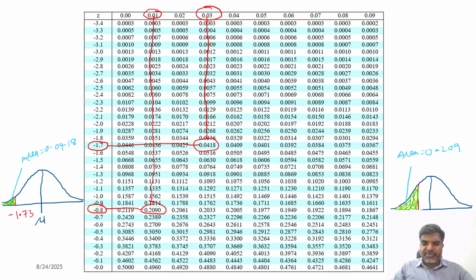For positive values, we use the positive table. For negative values, we use the negative table. And the table always gives the area of the left side region of the z.